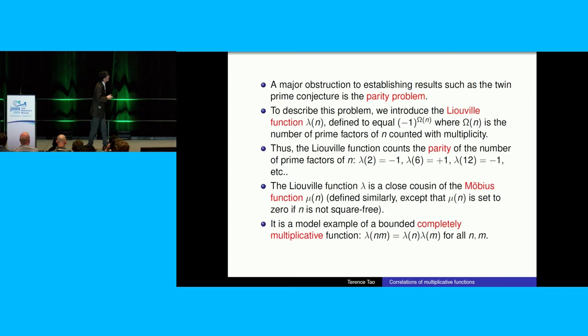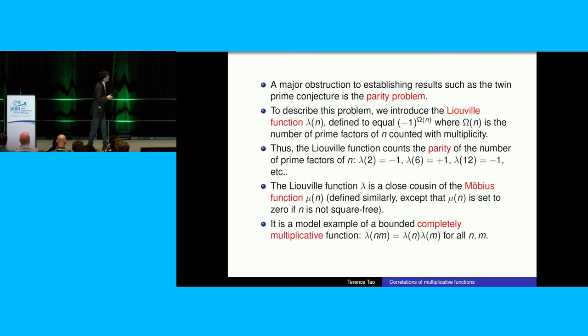Okay, so it's a function that counts parity. Here are the first 15 or so values: lambda of 1 is 1, lambda of 2 is minus 1, lambda of 3 is minus 1. If you stare at long strings of the Liouville function, it just looks like a random string of plus or minus 1s. You can subject the sequence to various statistical tests to see if you can distinguish it from a sequence of random plus or minus 1s. And in many statistical tests, it just looks indistinguishable from random sequences.